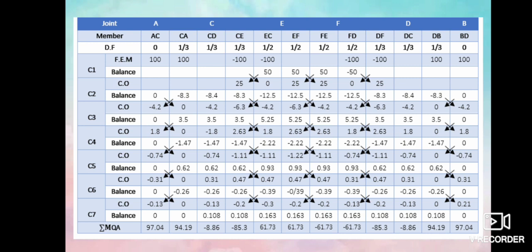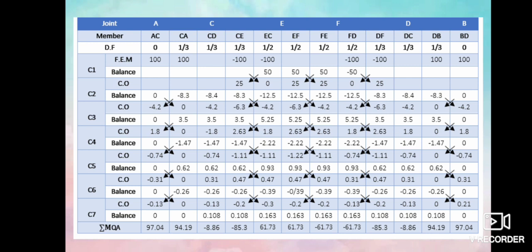And then after that, if you're wondering about the balance in C2 on the line of CE, negative 8.3, it would be because your current balance would be multiplied by your fixed end moment.